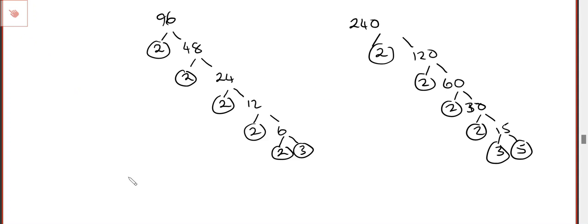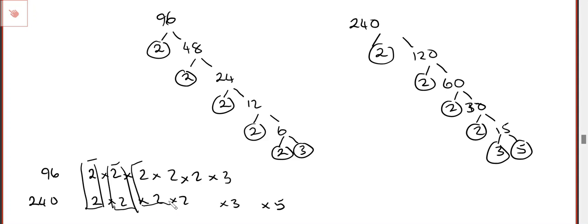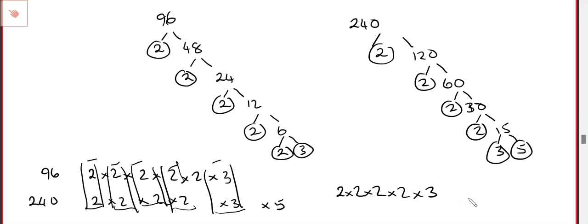So once I've got that, I don't even need to use a Venn diagram, I can just write 2 times 2 times 2 times 2 times 3, that's 96. 240 is 2 times 2 times 2 times 2 times 3 times 5, and you pair them off. So 2, 2, 2, 2, 3. So we've got 2 times 2 times 2 times 3, and we work that out and we get the answer 48, I believe.